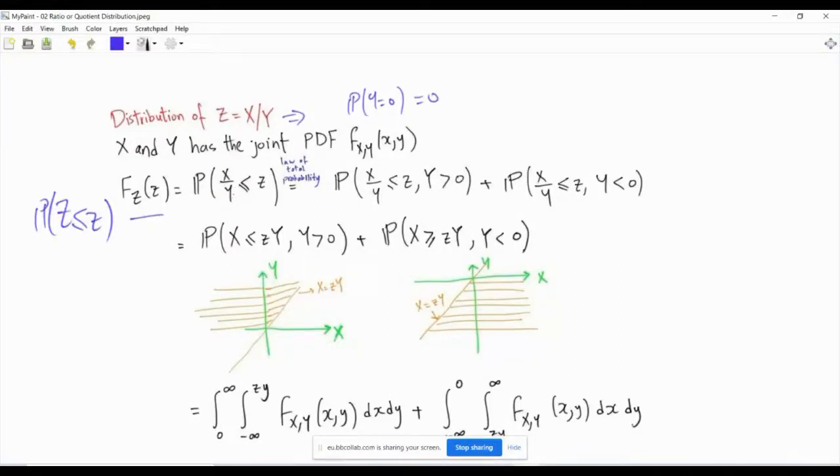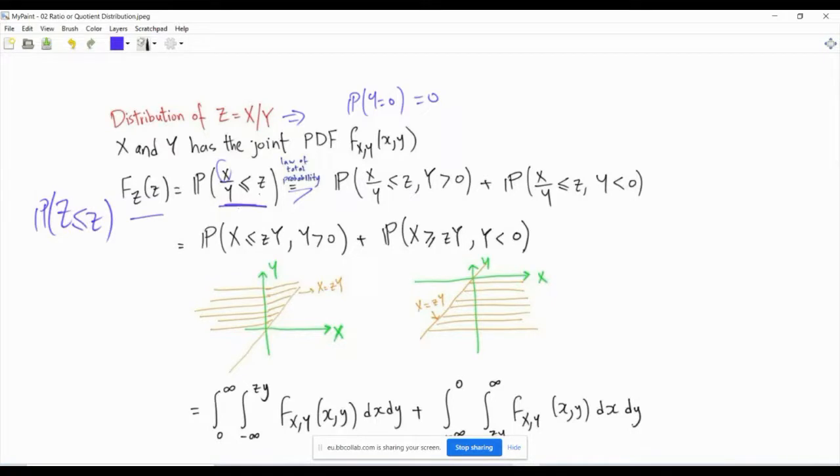And now it's a bit more difficult than the summation case. The reason is that you have this inequality here, and if you write X on one side and zY on the other side, and you want to multiply by big Y, you have to deal with two cases. Because if Y is negative and you multiply by Y, then you have to reverse the inequality.